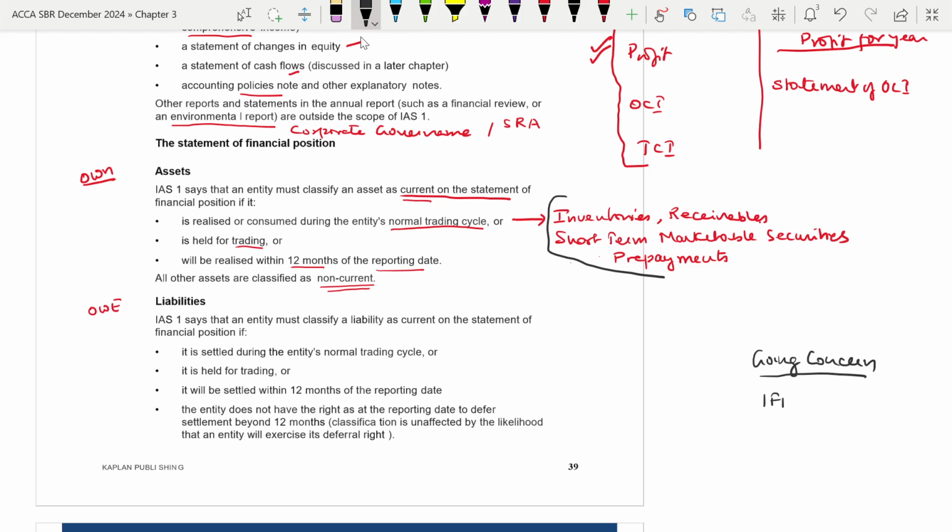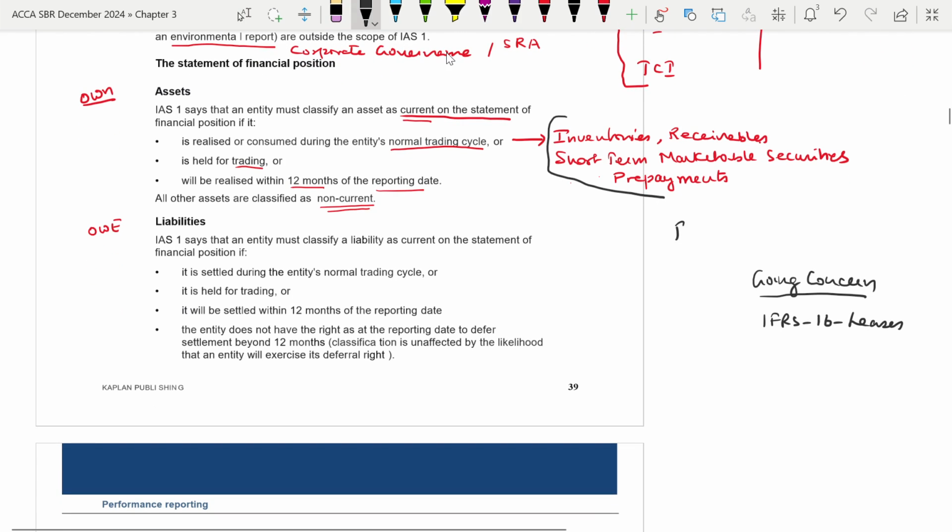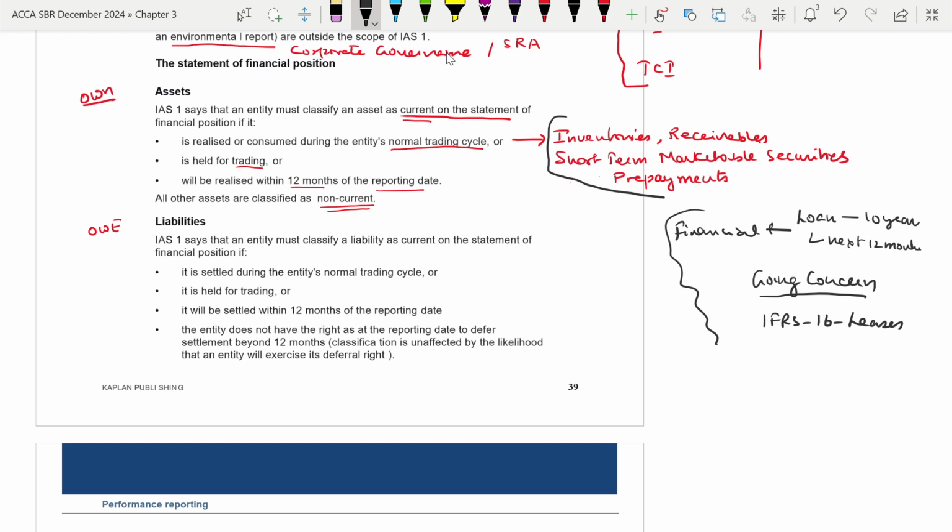In other cases, we are talking in terms of IFRS 16, in terms of leasing. Very important. I will give all the situations where it's happening. You will talk about financial instruments, financial liabilities. When you take a loan for 10 years, every year you have to identify how much loan you are going to pay in the next 12 months. We will take into consideration the next 12 months.